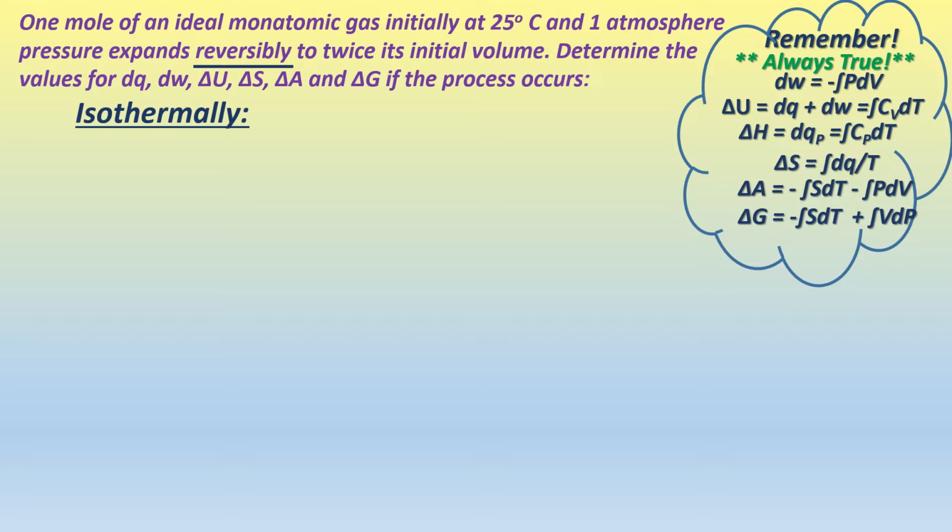In the current example, the condition given is isothermal. That means the change in temperature is 0. To use the laws, you look for which functions depend on temperature. For example, delta U and delta H all depend upon a change in temperature. Therefore, if dT is 0, delta U and delta H will be 0 for an isothermal process.